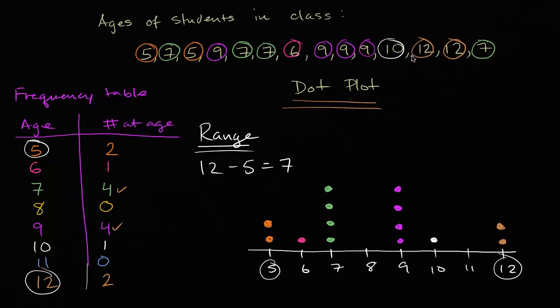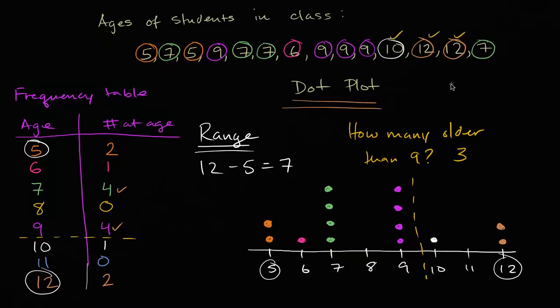But then we could ask ourselves other questions. We could say, how many are older than 9? If we were to look at the dot plot, we say, okay, this is 9, and we care about how many are older than 9. So that would be this 1, 2, and 3. Or you could look over here: how many are older than 9? Well, it's the one person who's 10, and then the 2 who are 12. So there are 3. And over here, you would just have to go through the list and say, okay, no. Okay, here, 1, 2, 3, and then not that person right over there.